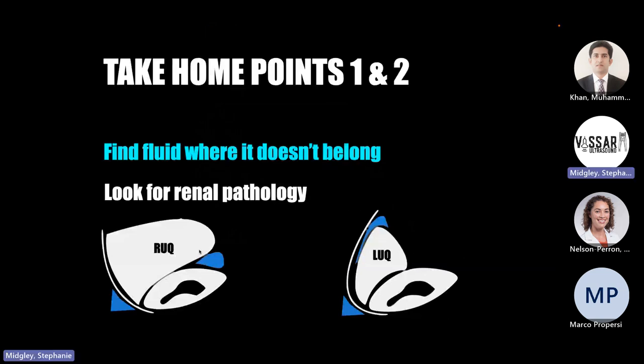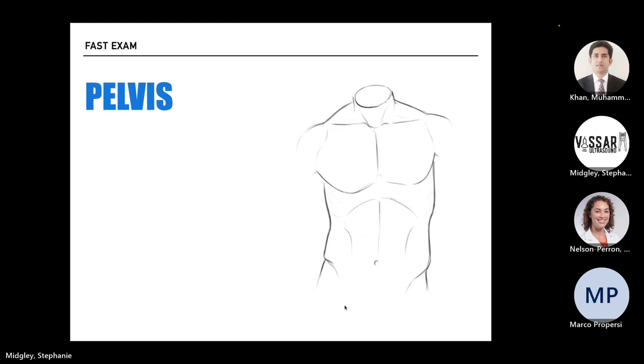So again, knowing where to look: on the right upper quadrant, the inferior tip of the liver, and then above the diaphragm. On the left upper quadrant, we're looking at the dome of the liver and between liver and diaphragm, and then again above the diaphragm.